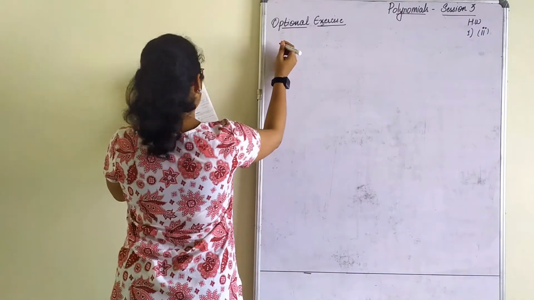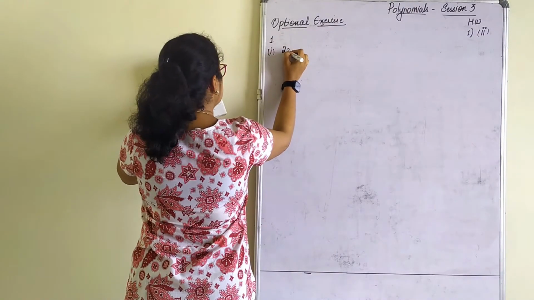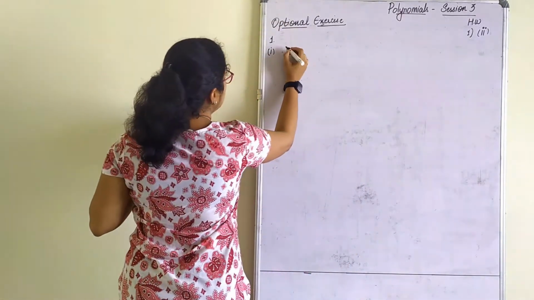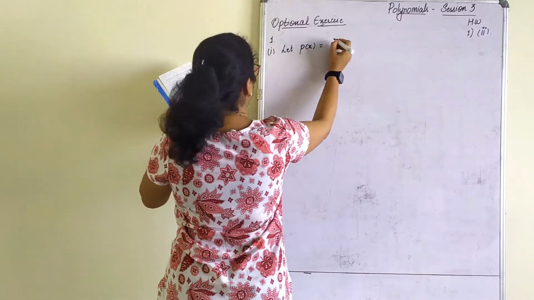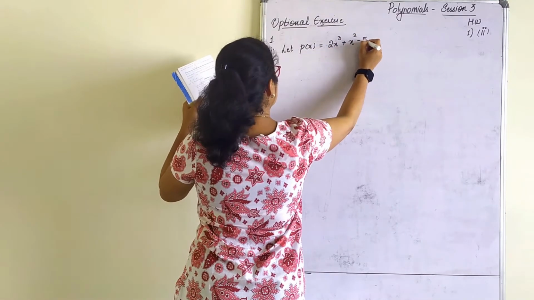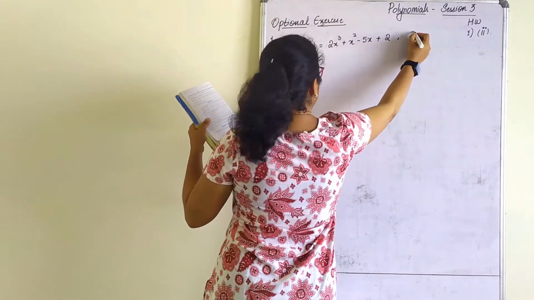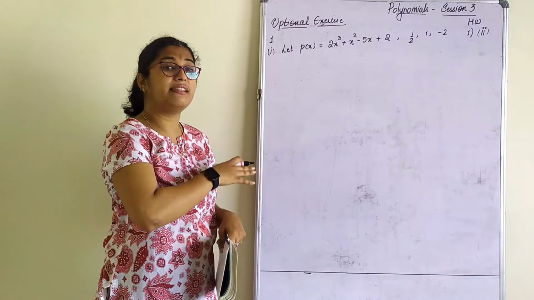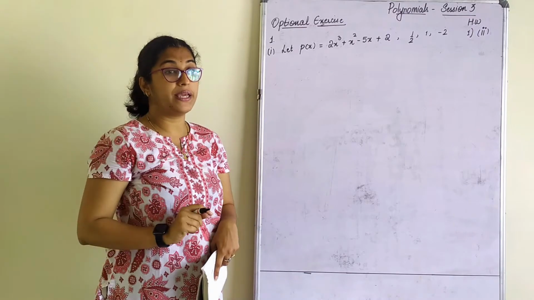So we'll quickly begin with the first one, that is 2x cubed. What I will do here is write it as let p of x is equal to 2x cubed plus x square minus 5x plus 2. And what are the numbers given? They are given as half, 1 and -2. I have to verify that they are the zeros. So the remainder should be 0.